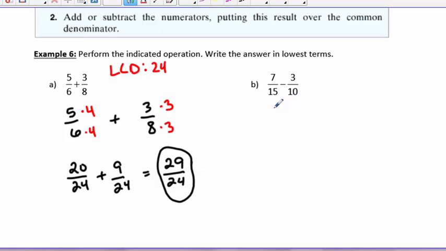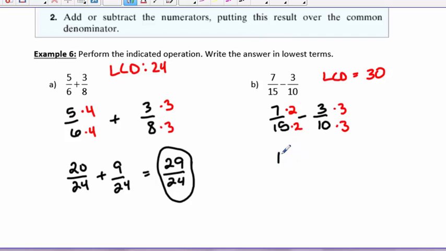Okay, part B, 7/15 minus 3/10. The common denominator here, a number that both 15 and 10 will go into, is 30. So we want to make both of these fractions have a denominator of 30. To make it a 30, the 15 needs to be multiplied by 2, so the 7 also needs to be multiplied by 2. 10 needs to be multiplied by 3, so its numerator also needs to be multiplied by 3.